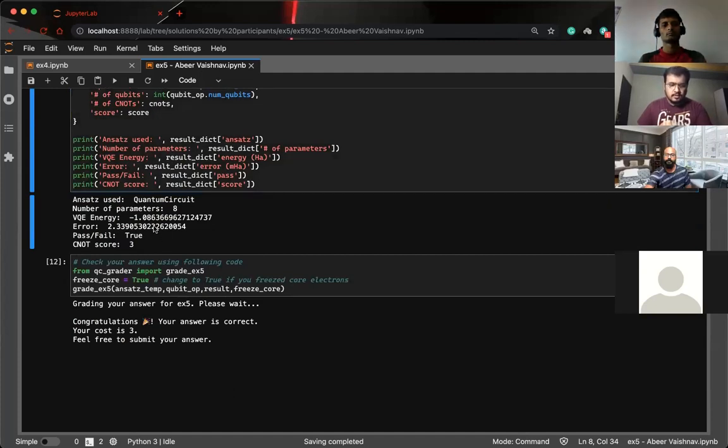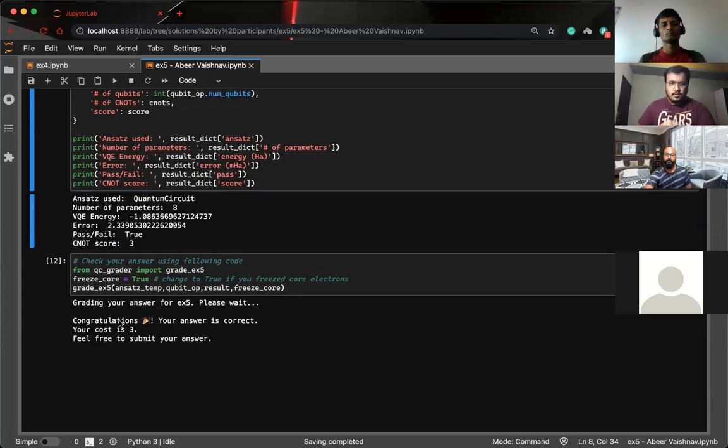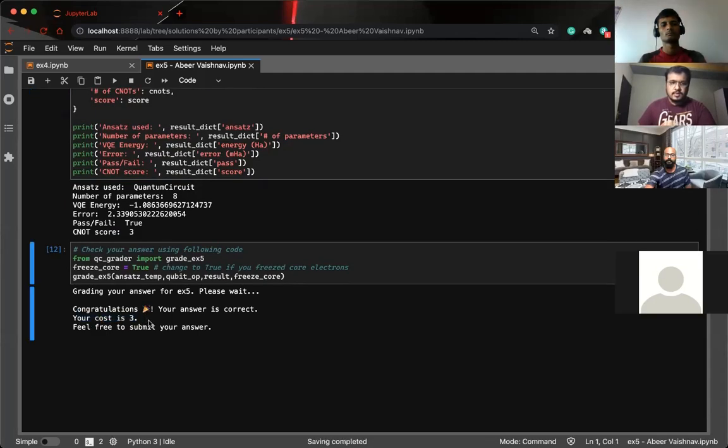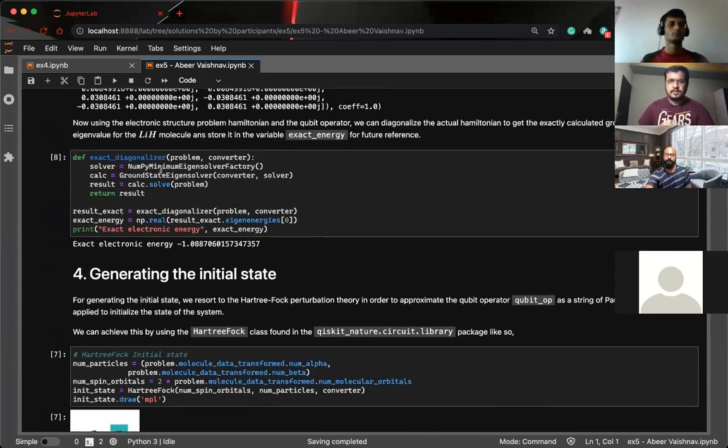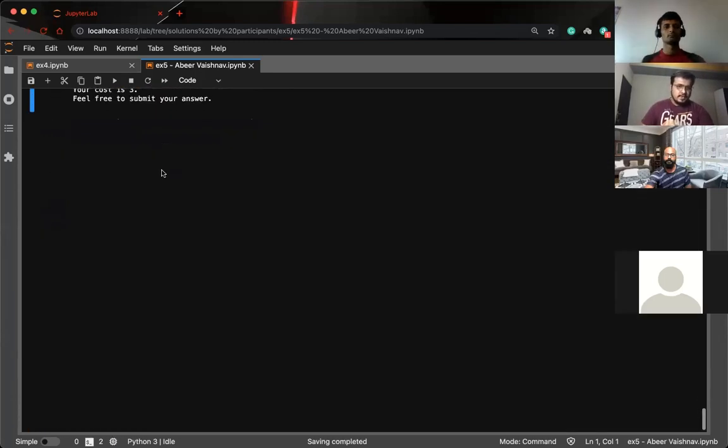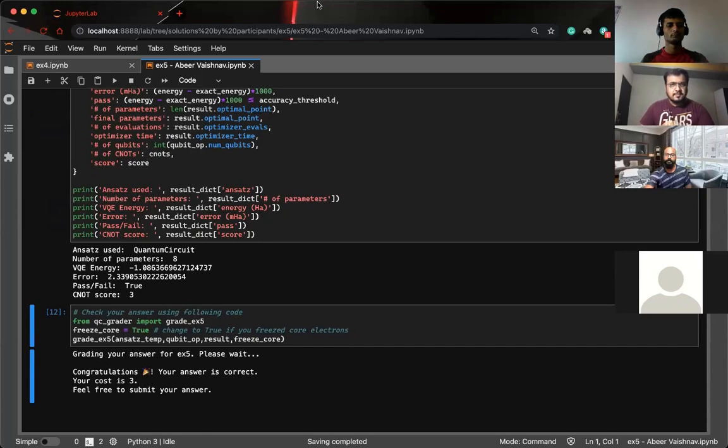The lesser the score, the better your circuit is. So the cost was basically 3, and that was the solution for exercise 5. If there are any questions, I am ready to take those.